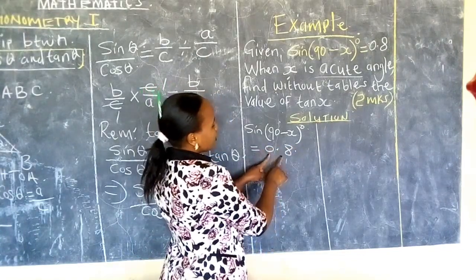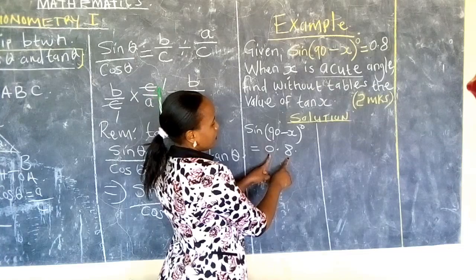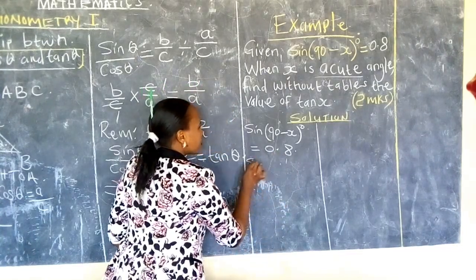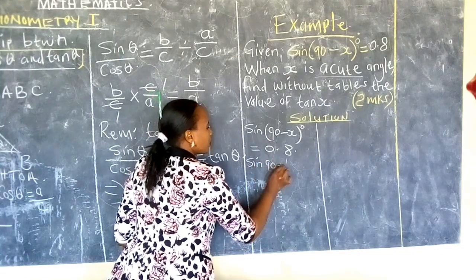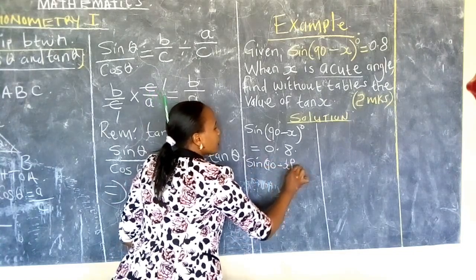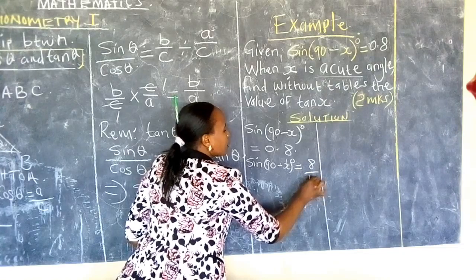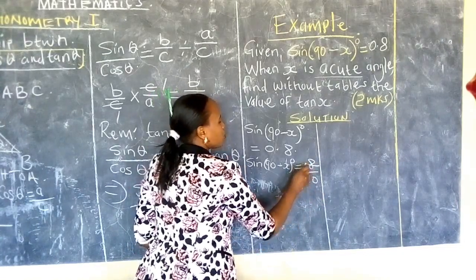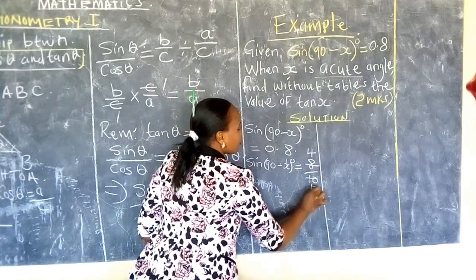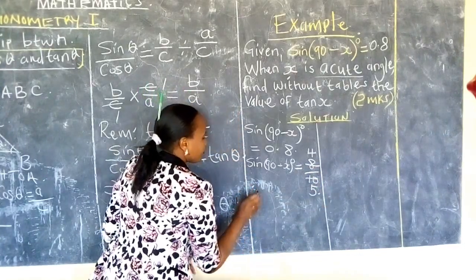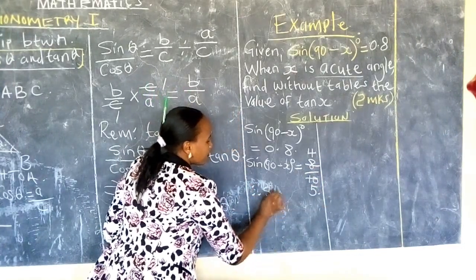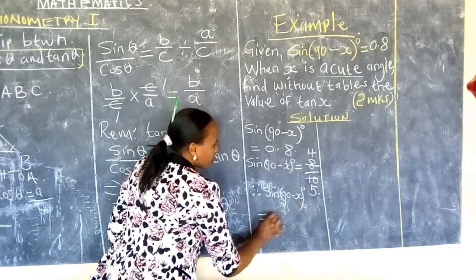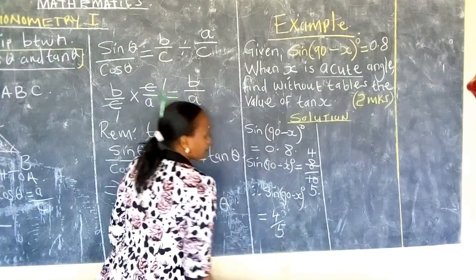Now I want to change this decimal number into a fraction. Therefore, sine of 90 minus x degrees is equivalent to 8 over 10. When you simplify this completely, dividing by 2, we have 4 over 5. Therefore, sine of 90 minus x degrees is equivalent to 4 over 5.